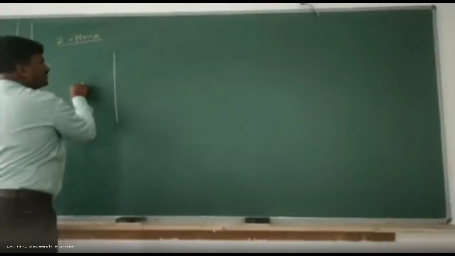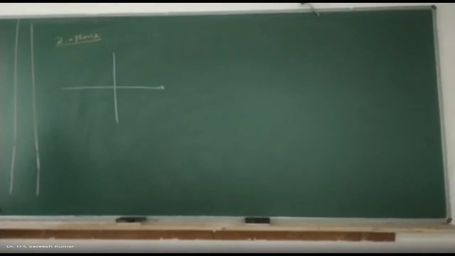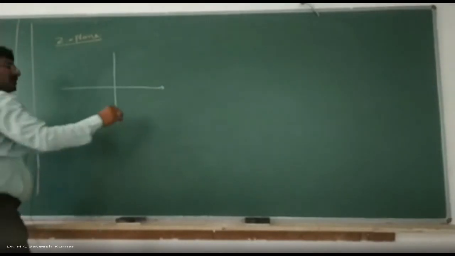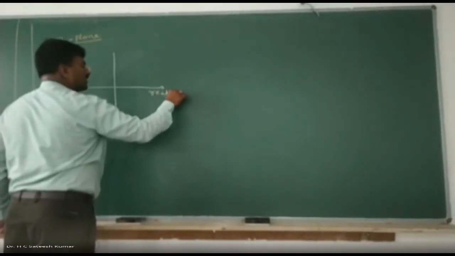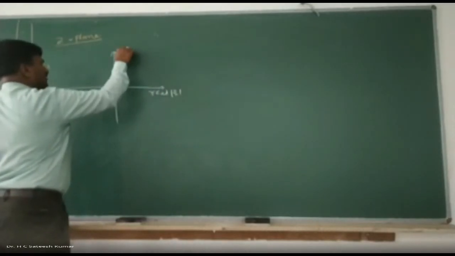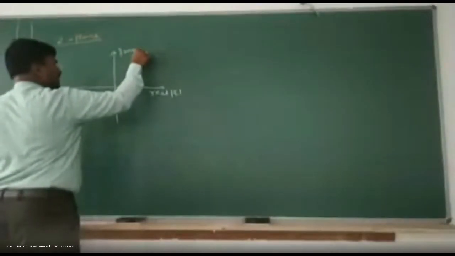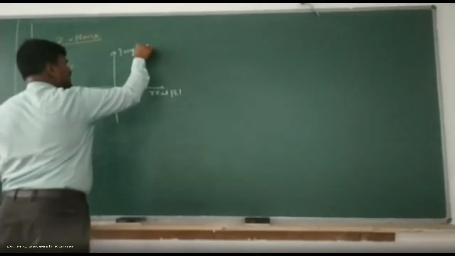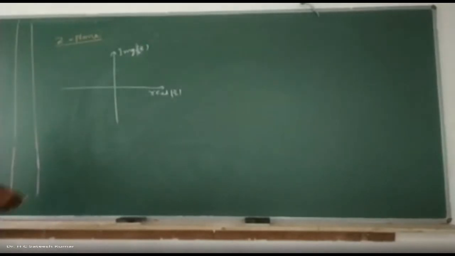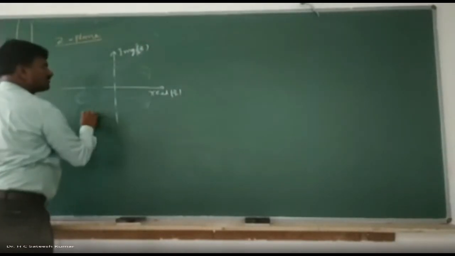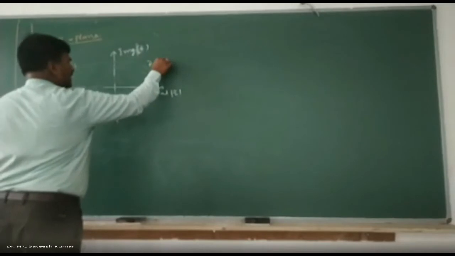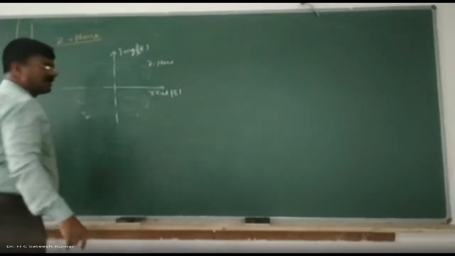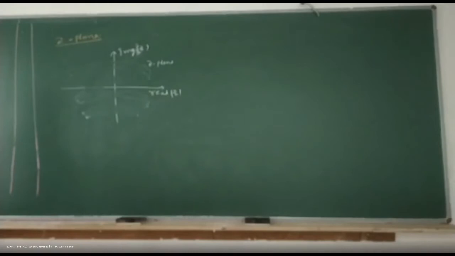Okay, Z plane is something like this. It is in terms of Z. It is a graph of real part of Z versus imaginary part of Z. So this plane, whatever we have, we call it the Z plane. A graph of real part of Z versus imaginary part of Z is known as Z plane.